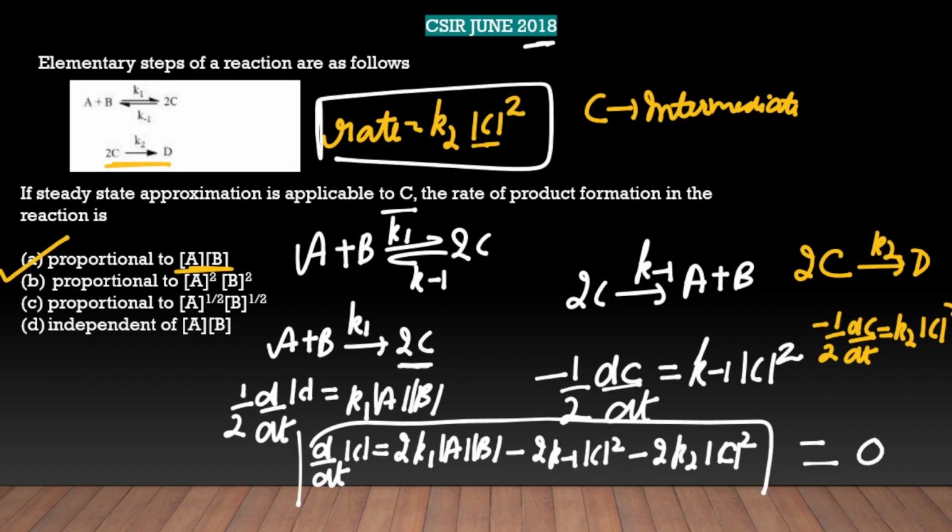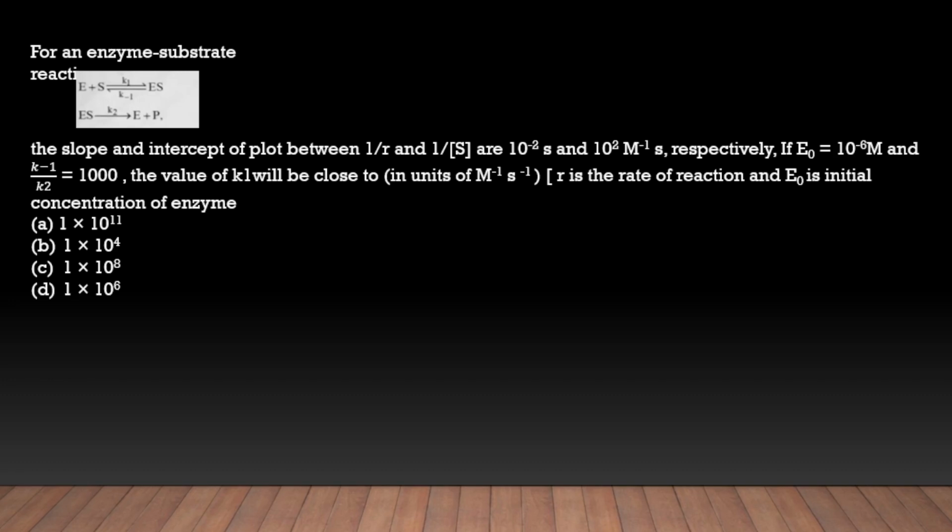Right. Next is this question. For the enzyme substrate, the slope and intercept for the 1 by r versus 1 by s plot are 10 raised to the power of minus 2 and 10 to the power of 2 respectively. E naught value is given and the k inverse by k2 ratio is given. The value of k1 is close to?